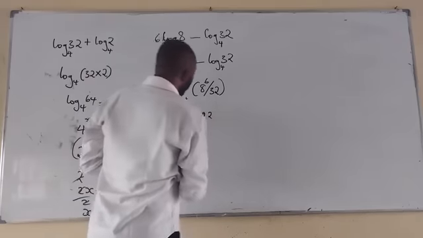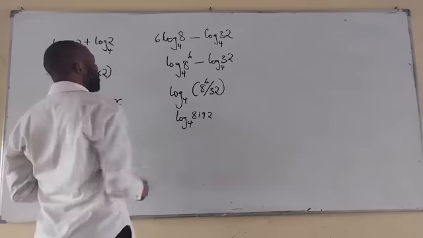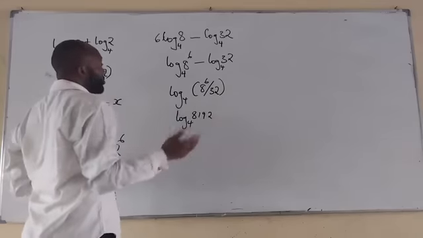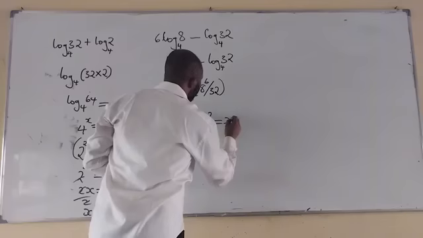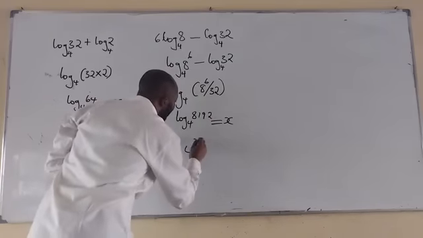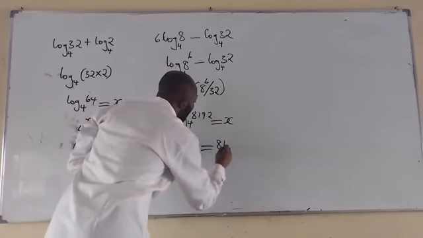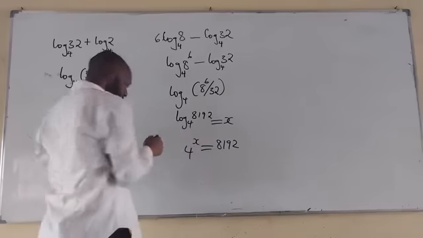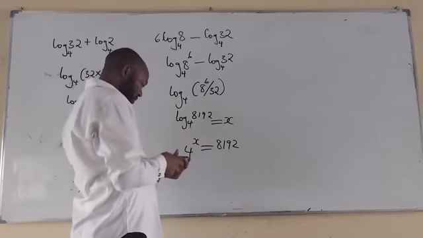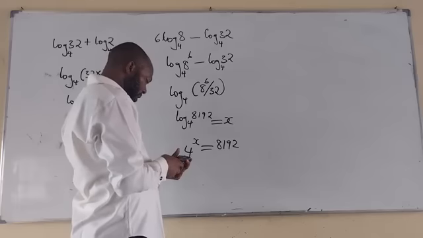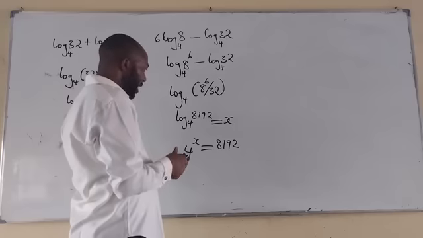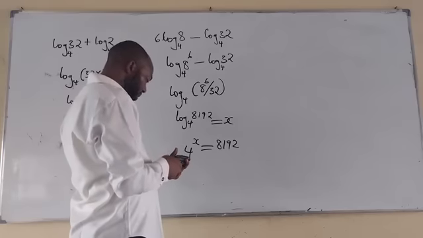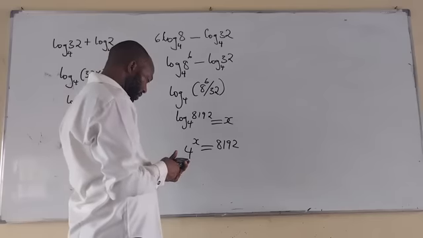8192. Now, how many times can 4 be raised to give us 8192? That's big. I don't know. So this is equal to x. So I have 4 raised to the power x is equal to 8192. Now, let me try to see that. 4 raised to the power of 5 doesn't go. 4 raised to the power of 6 doesn't go. 4 raised to the power of 9. Uh-oh, too much.